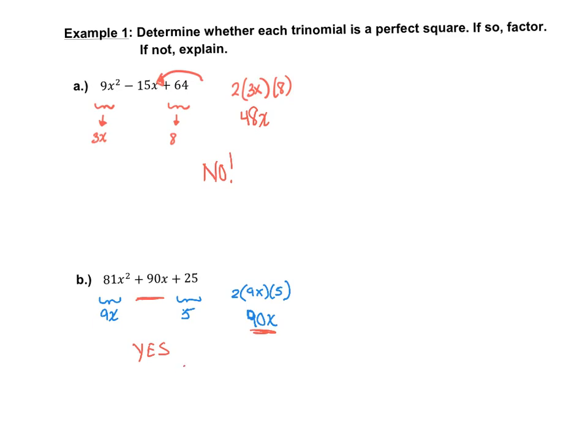And the way you factor it is you take the sign, the first operation that you see, which is a plus sign, and then you take the first term that was square rooted and the last, and then you put a little squared next to it.